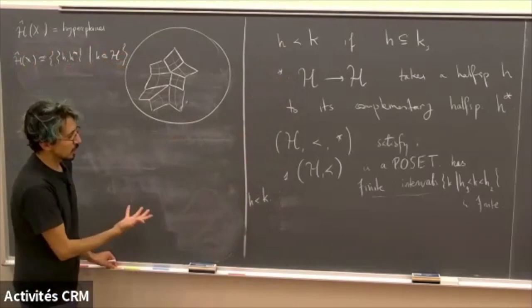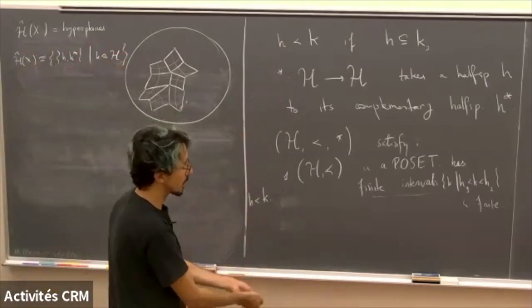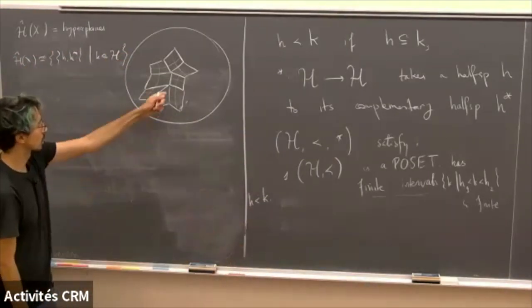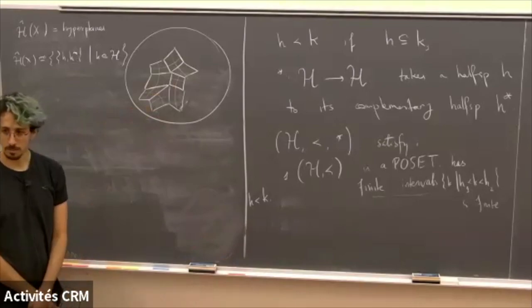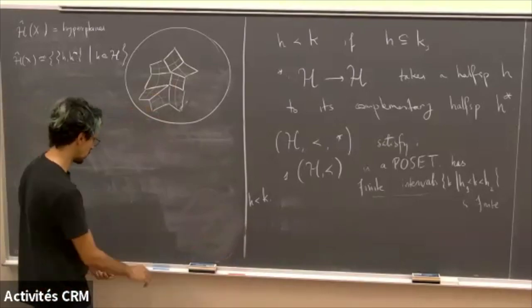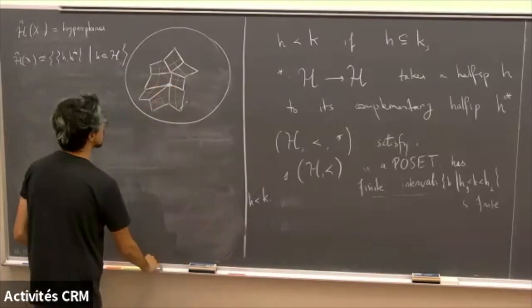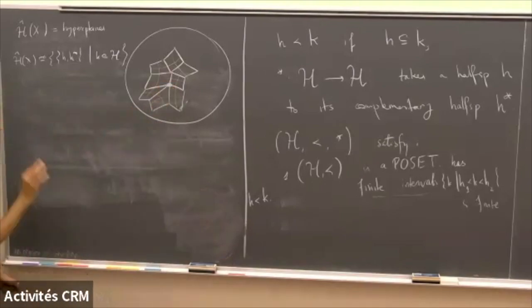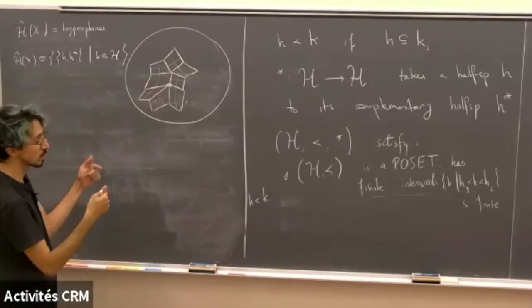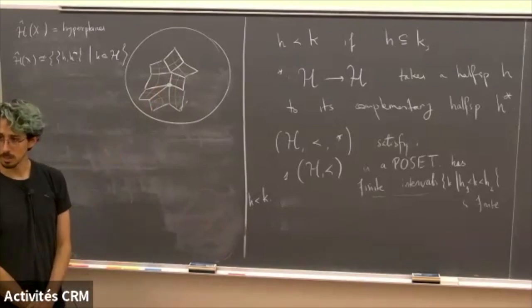But this is not what we care about. We don't care about the hyperplanes. We really want the cube complex. We want to know what the vertices are, what the edges are, and so on. So let's focus on a vertex. To pinpoint a vertex in this picture, what I can do is look at the collection of all half spaces pointing to this vertex.